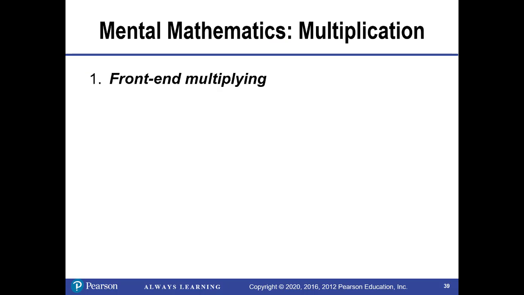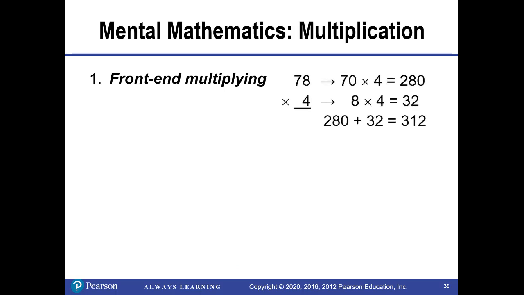One idea is front-end multiplication. So in this example, we have 78 times 4. And so by front-end multiplication, we first take 70 times 4. That's 280. Then we take 8 times 4. That's 32. We add those together, and that becomes 312. That also can be a strategy, of course, for just doing it by hand, even if someone doesn't have the standard algorithm yet.